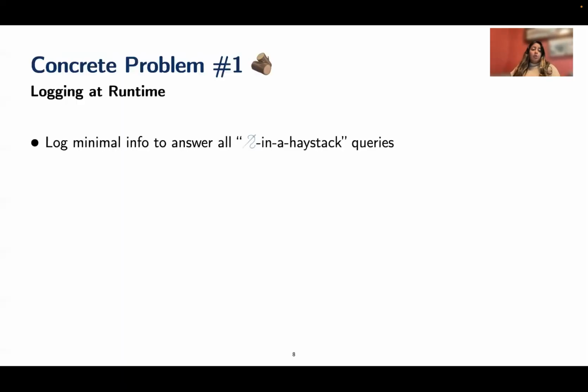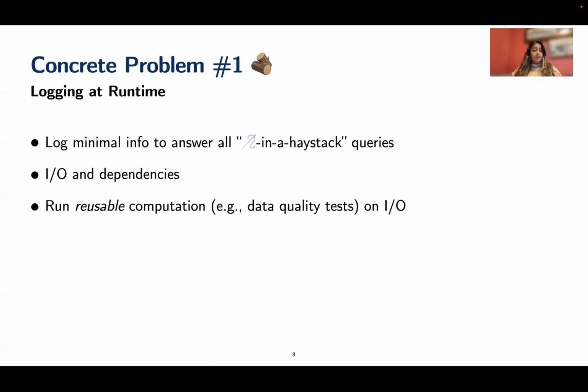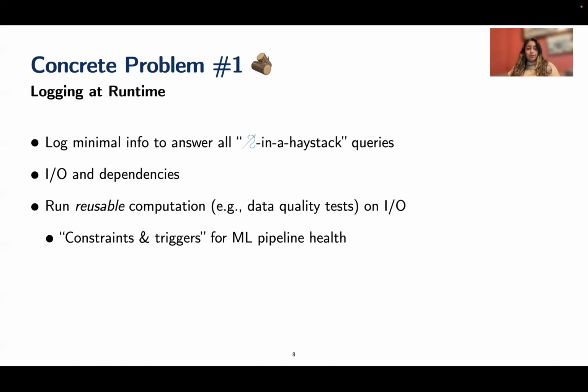One is logging. What's the minimal and correct information that we need to be able to log at runtime to answer a wide variety of quote unquote needle in a haystack queries? Maybe at a first pass that's IO and dependencies, but this quickly becomes very large. Maybe we can log summaries of the inputs and outputs. And another thing we want to be able to log is results of reusable computations, such as data quality tests or data assertions, model assertions, expectations, etc. One could think of these as constraints and triggers for ML pipeline health.